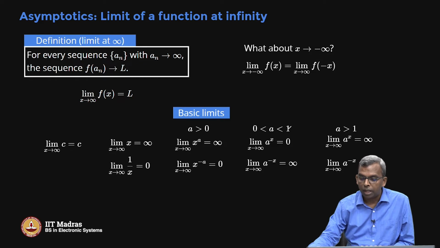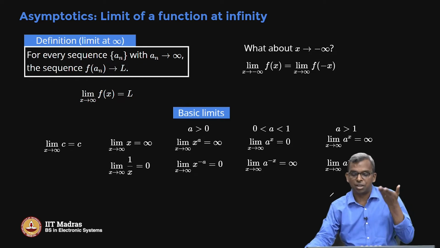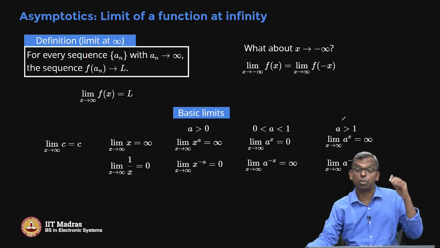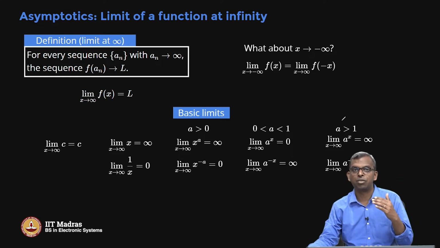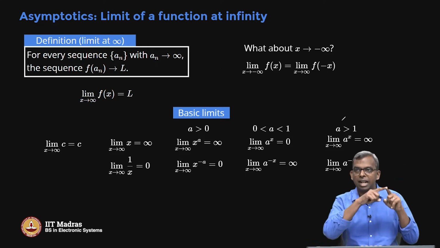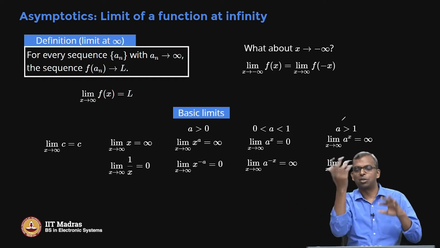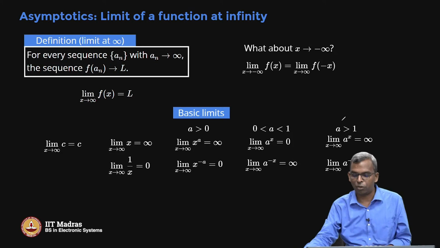Now we move to the exponentiation function, right? What happens to a power x as x goes to infinity? Now here it depends on whether a is between 0 and 1 or a is greater than 1. You remember those plots that we made for the exponential function? When a is greater than 1, it had this shape. When a is less than 1, it had that shape, right? It was like the opposite shape. Okay, so you have to be very careful about that.